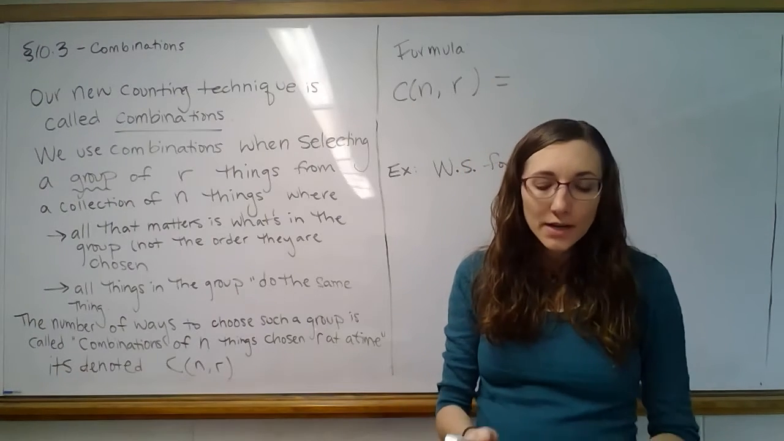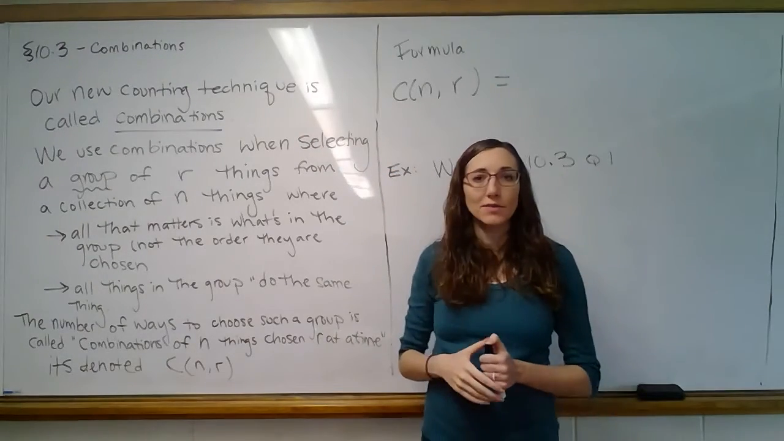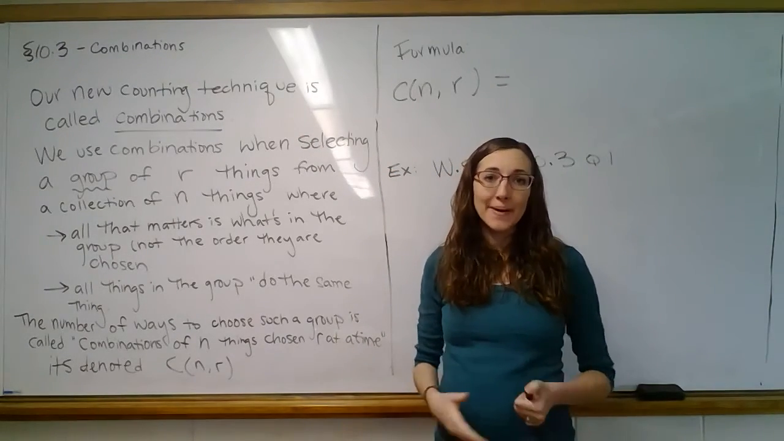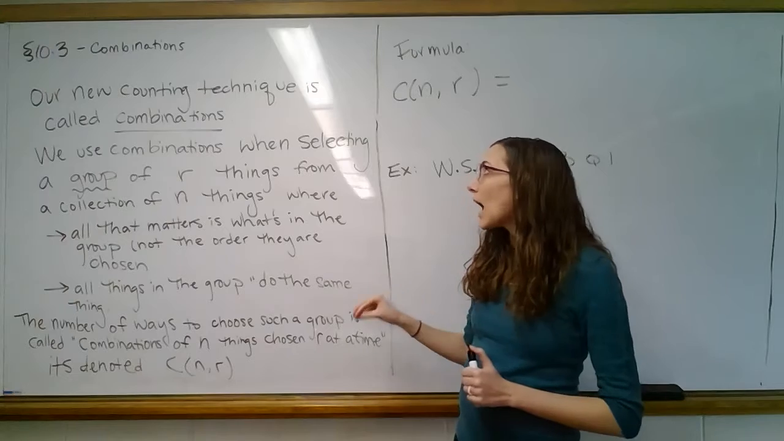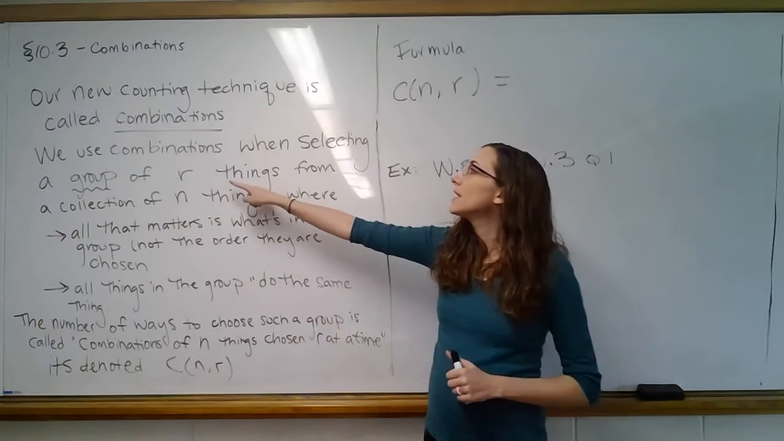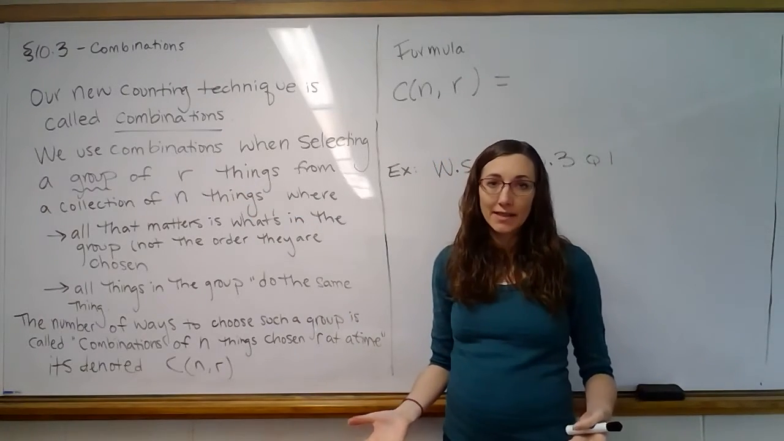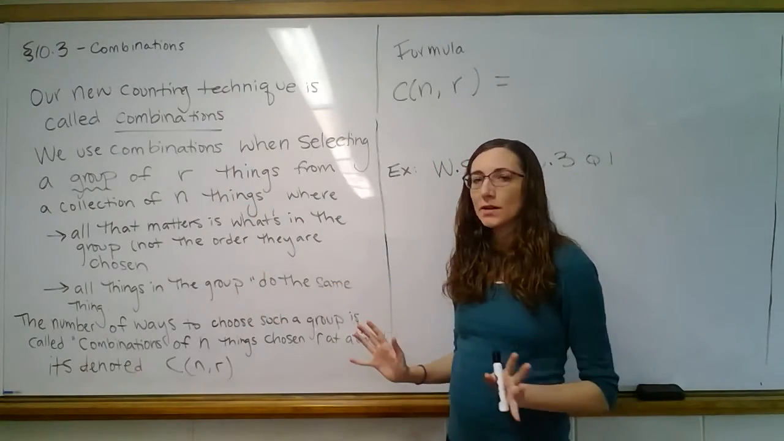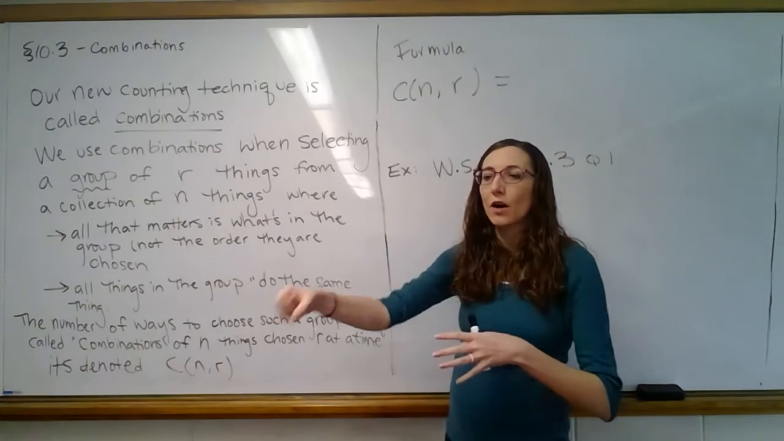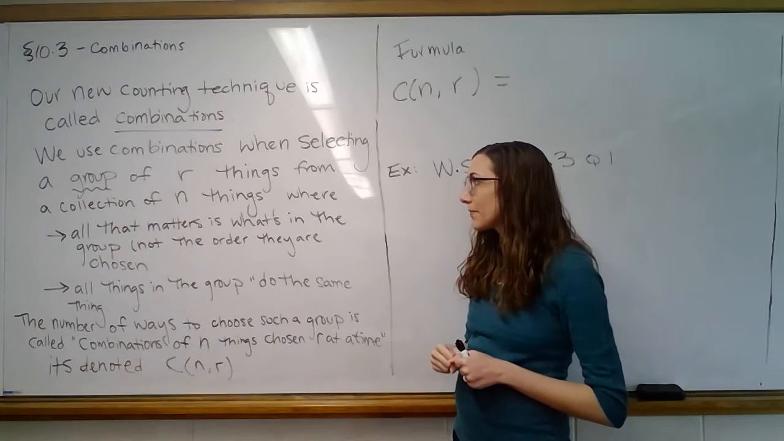All right, so we're trying to come up with this new counting technique. The name of our new counting technique is called combinations. And we use combinations when selecting a group of, let's say, R things from a collection of N things. So N is the size of the big group we're choosing from, and R is how many things I want in the group that I'm choosing.